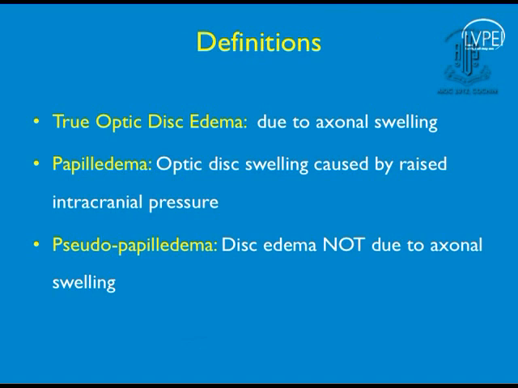A true optic disc edema is an edema because of axonal swelling. The basic pathology is axoplasmic stasis that causes swelling of the optic nerve and retinal nerve fiber layer, and that is a true optic disc edema. When the disc edema is not because of axonal swelling, it is a pseudodisc edema. So we have to differentiate whether it is axonal swelling that is responsible for disc edema or not.